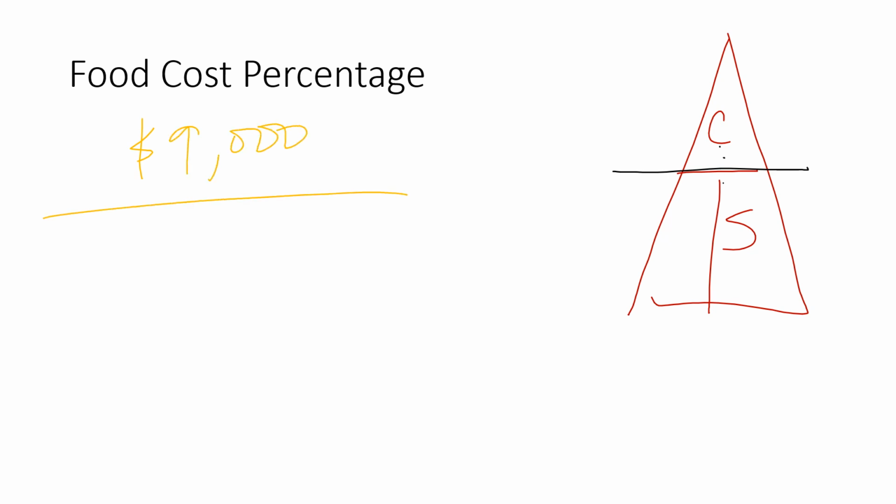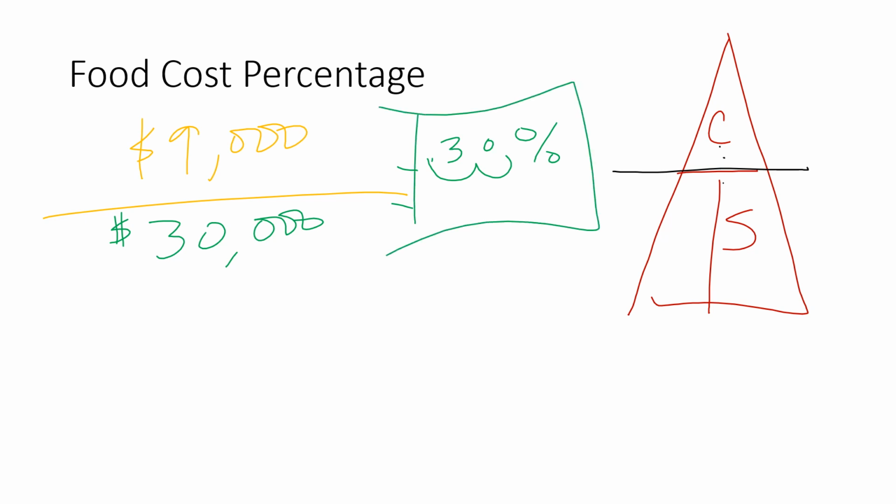And if we go to our sales receipts, we can find out that our sales for that period of time was $30,000. Okay, so if our sales were $30,000 at that point, we divide 9,000 by 30,000 and we get 0.3, which then if we move that decimal place over 2, add the percent sign, we get 30%. Okay, so that means our food cost percentage was 30% for the month of November. And again, is that a good food cost percentage?